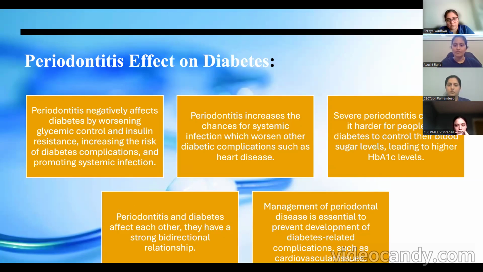Severe periodontitis can make it harder for people with diabetes to control their blood sugar levels, leading to higher HbA1c levels. Periodontitis and diabetes affect each other. They have a strong bidirectional relationship, that is a two-way relationship. Management of periodontal disease is essential to prevent development of diabetes-related complications such as cardiovascular issues. Next slide, please.